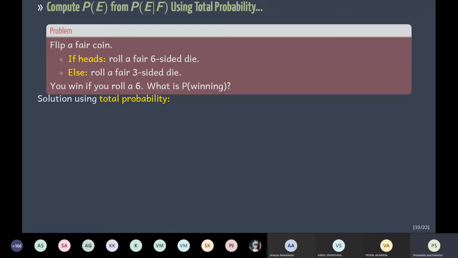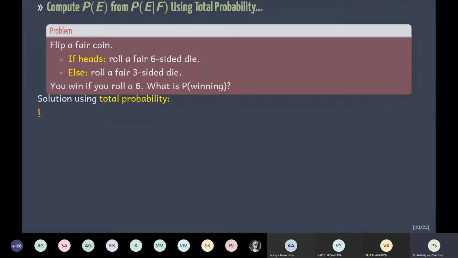Now you can also compute this probability using total probability. So this is an example of application of total probability. So how can we do this using total probability? Now let us systematically apply total probability here. So, solution using total probability.